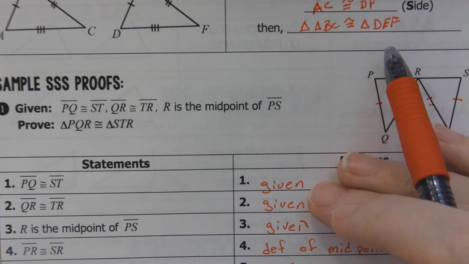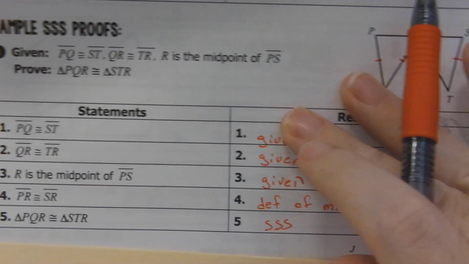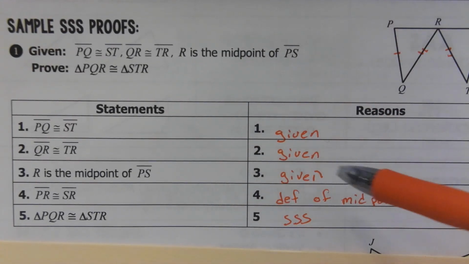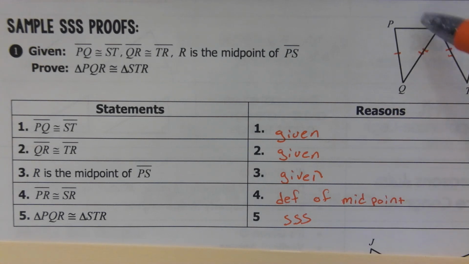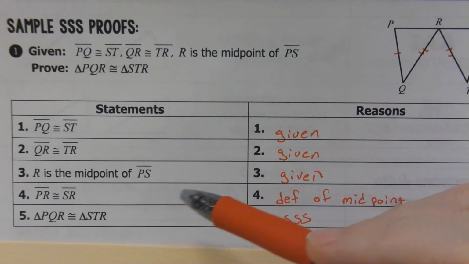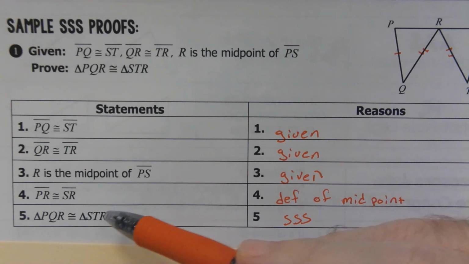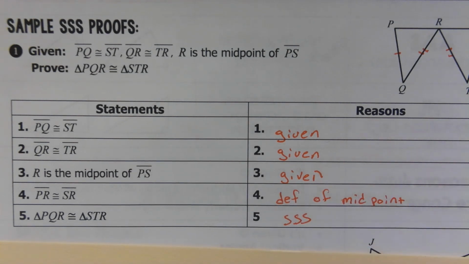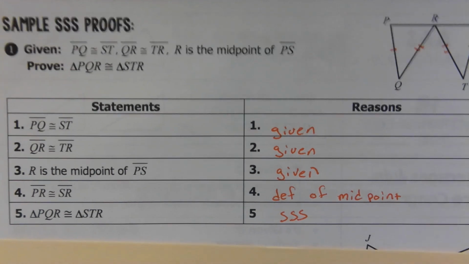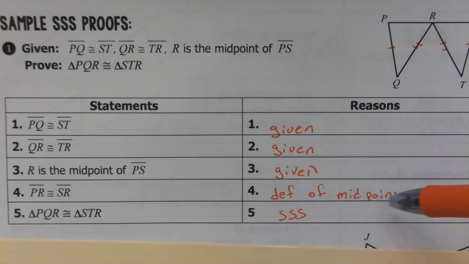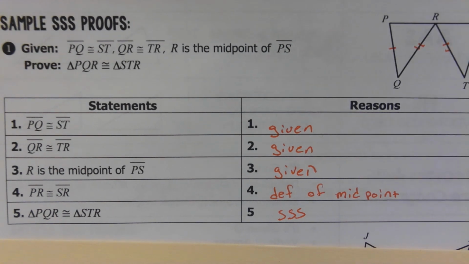And so now we have three sides congruent, and so triangle PQR is congruent to triangle STR by side, side, side. We have to remember the midpoint definition though in order to get that. If you don't remember the definition of midpoint, it's not going to work.